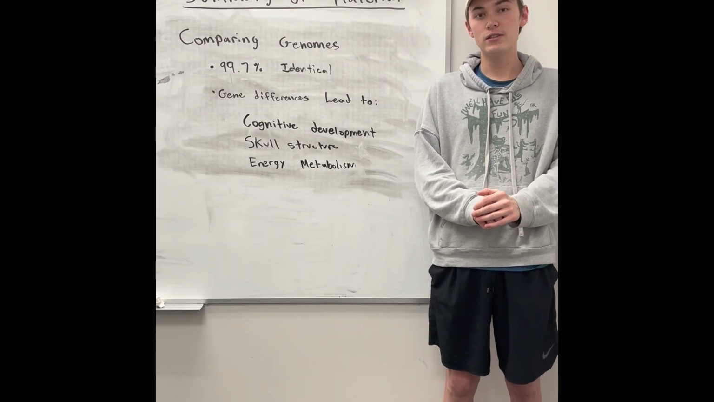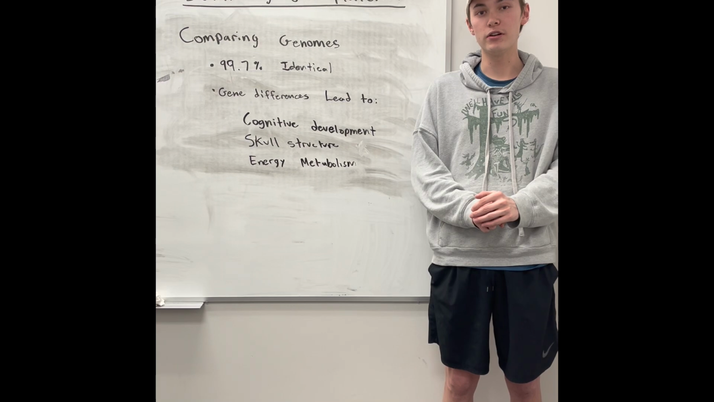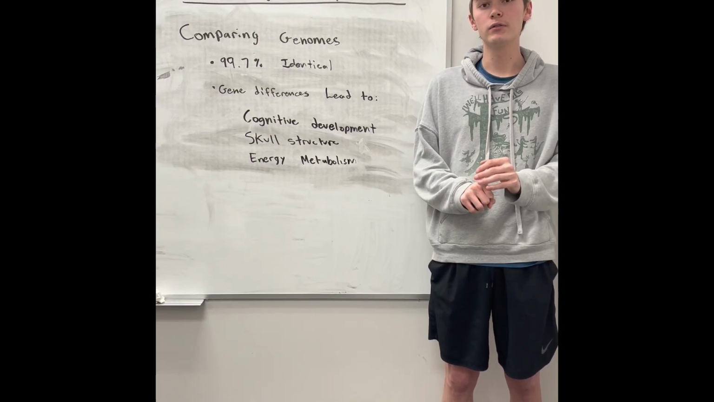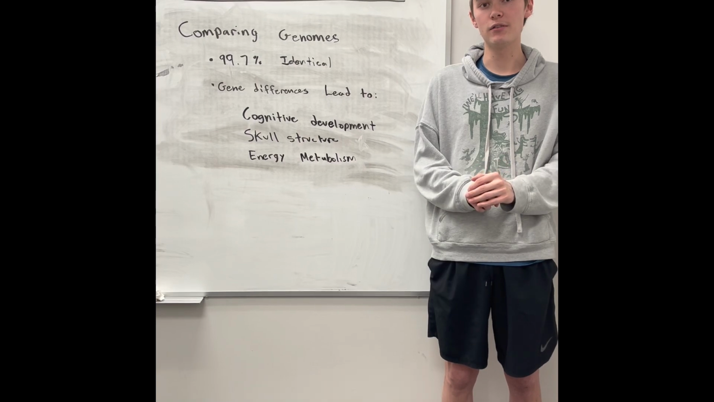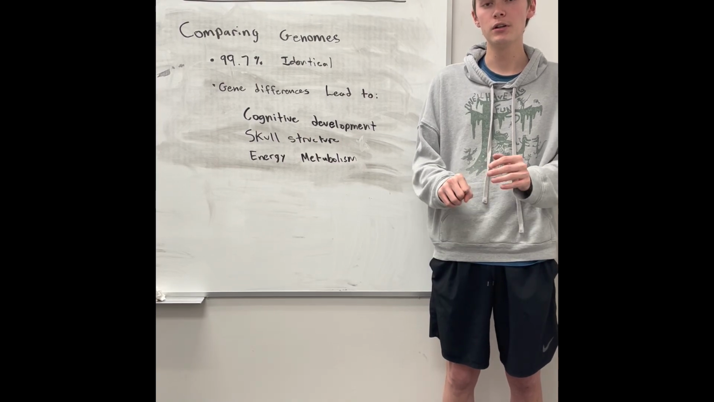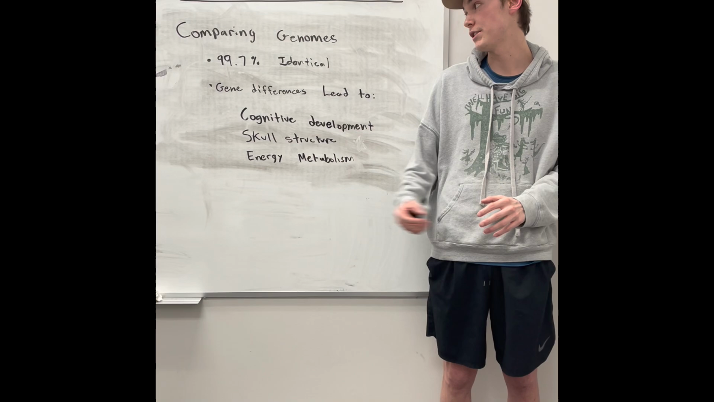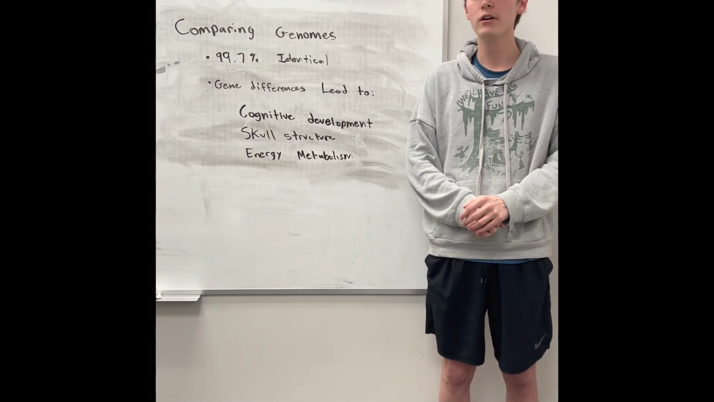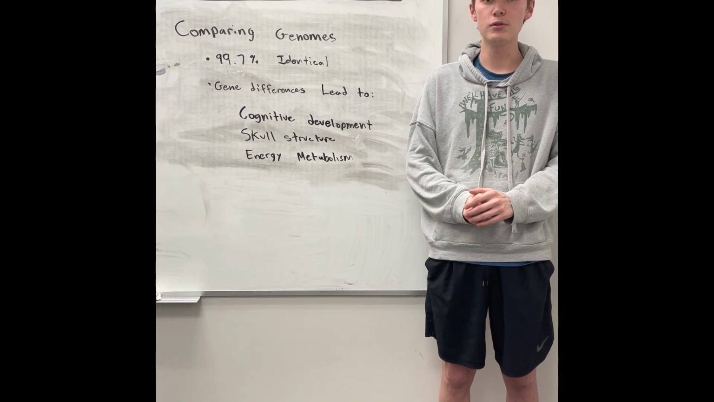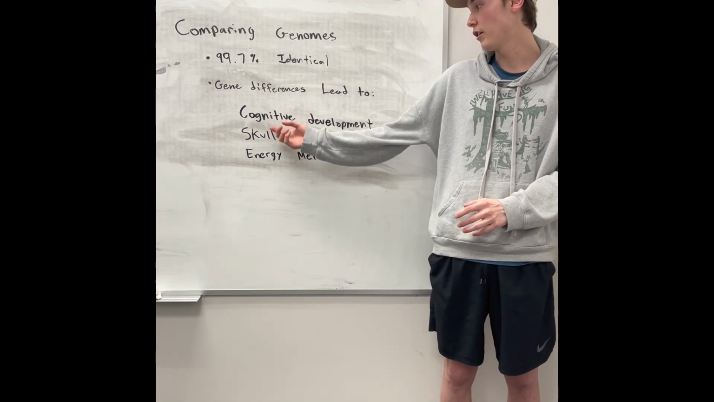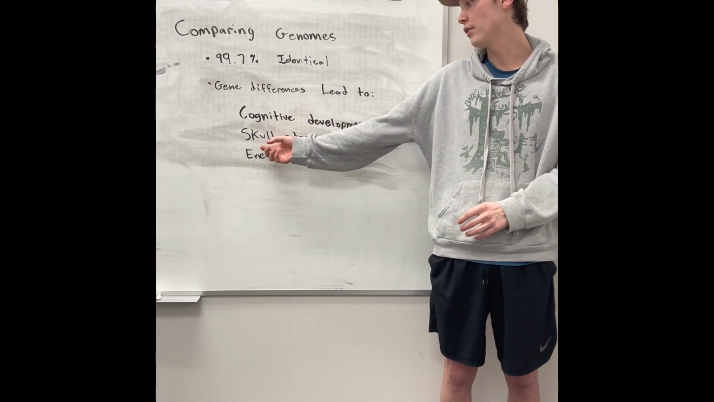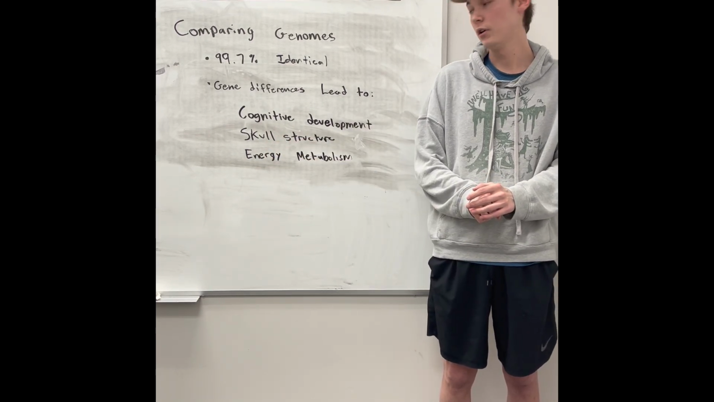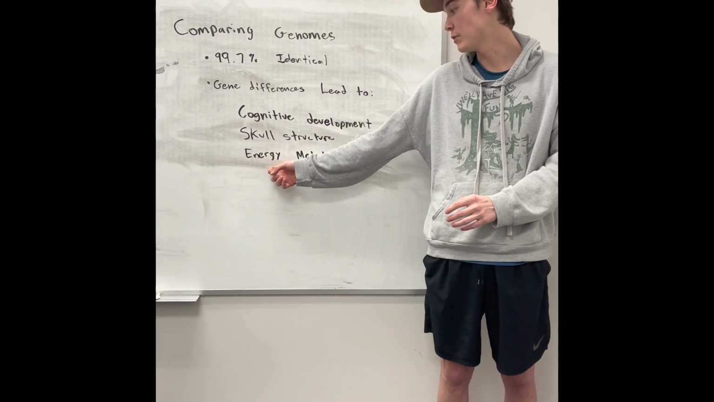So now that the gene scientists have completed the structure of the Neanderthal genome, they wanted to see the difference and compare the Neanderthal genome to the human genome. When comparing these two genomes, they see that there's a 99.7% identical percentage between the two. However, the 0.3% difference leads to genetic differences such as cognitive development between them. There is a different skull structure between our skull and the Neanderthal skull, and also the energy metabolism used between the two.